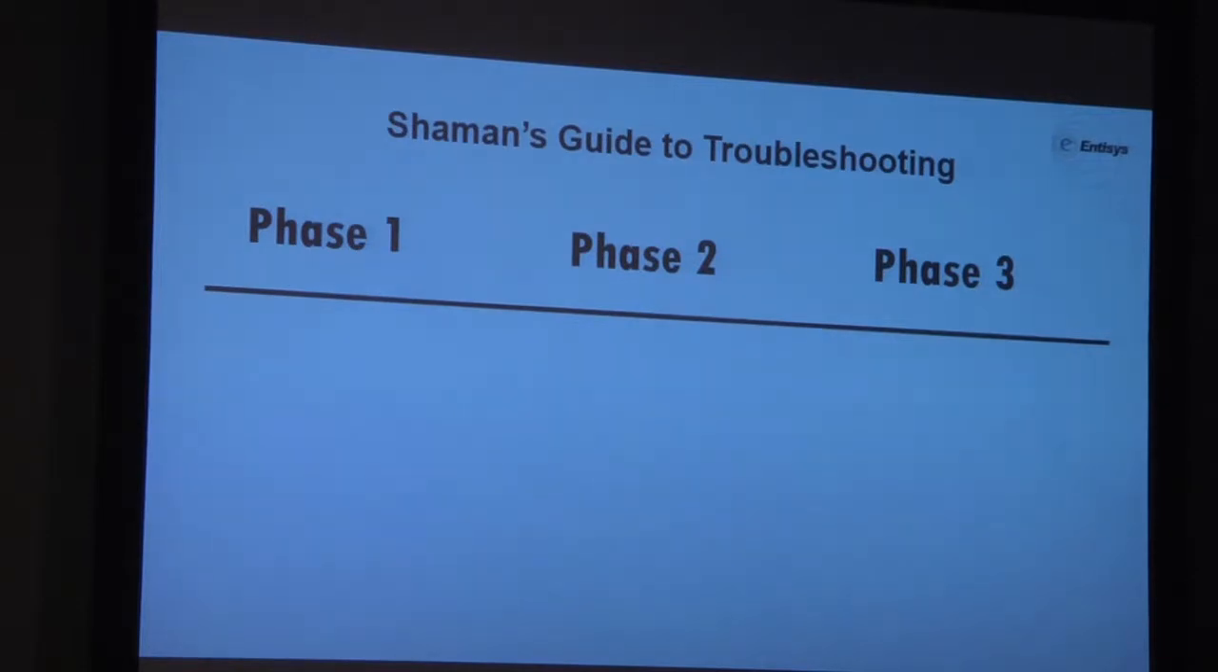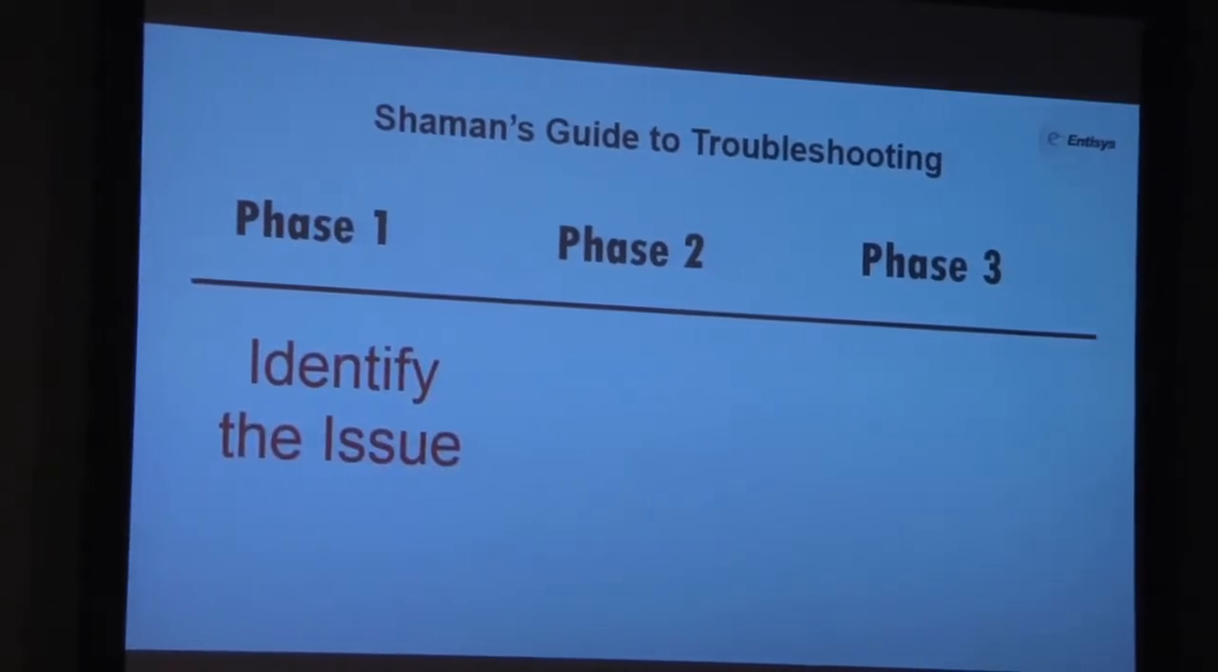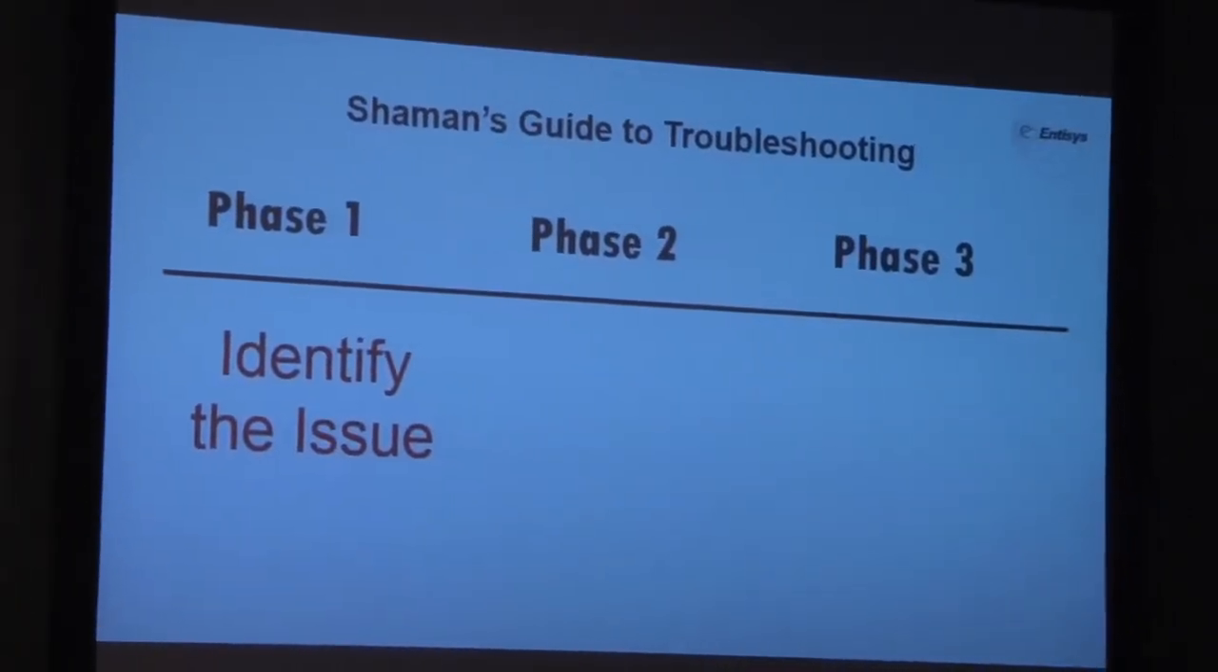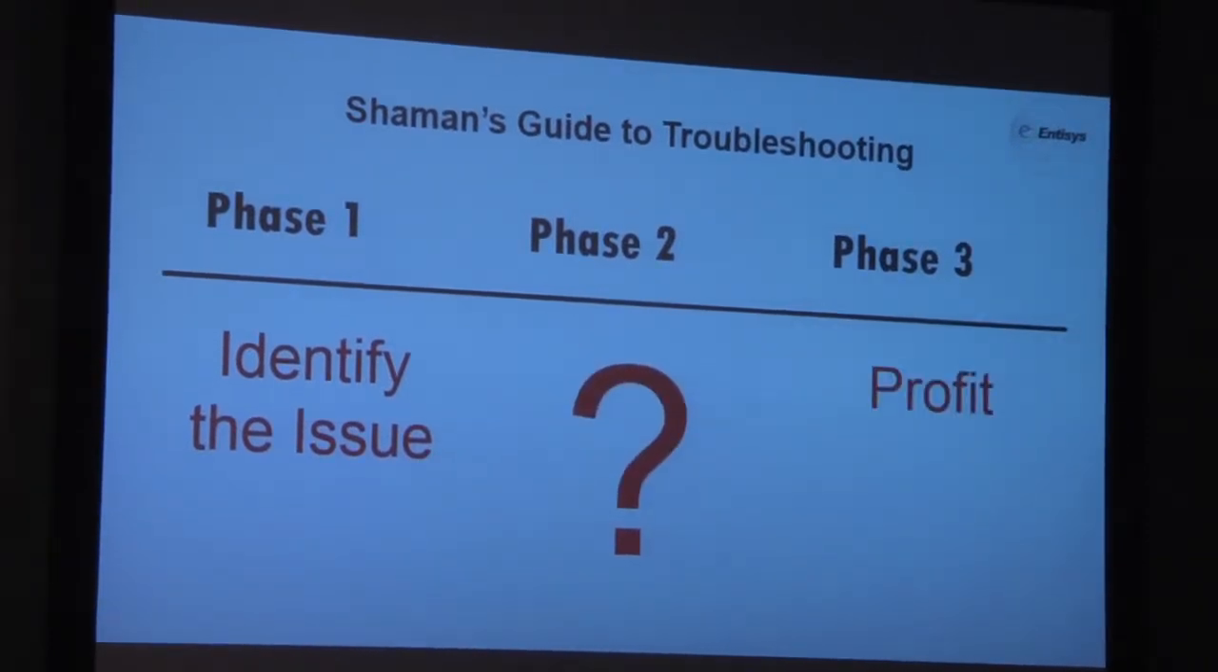A shaman's guide to troubleshooting. When you do troubleshooting, what do you need to do? First of all, you need to identify the issue. The second thing, you need to do something, and finally you will get your results. So the problem is what you will do in phase 2.